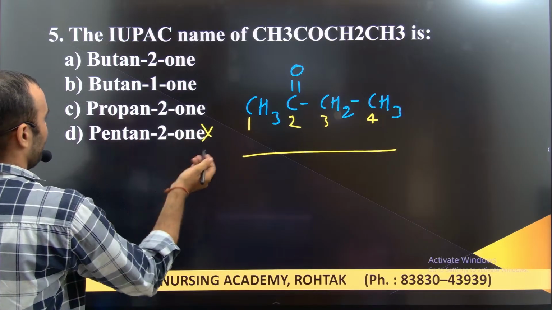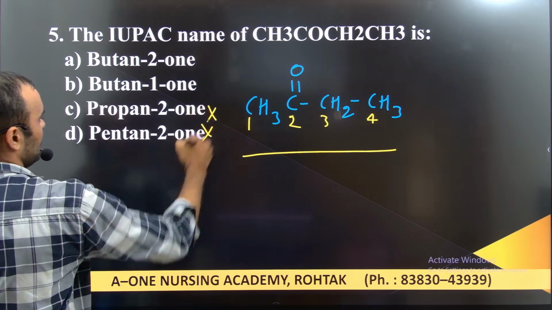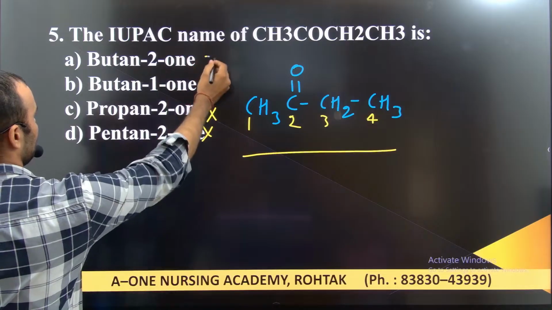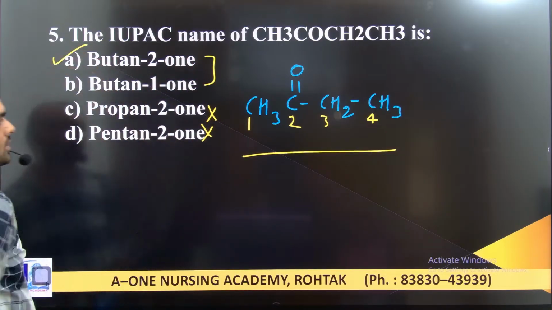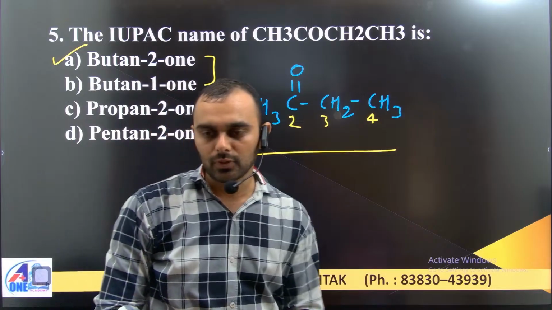Pentane contains 5 carbons, not possible. Propane, 3 carbons, not possible. Yes, in this compound we will check butan-2-one. So A is the right choice for this question.